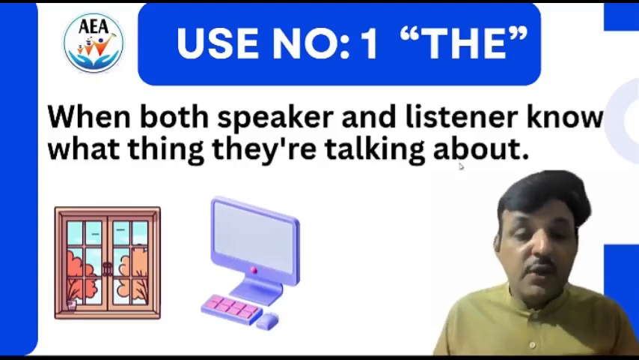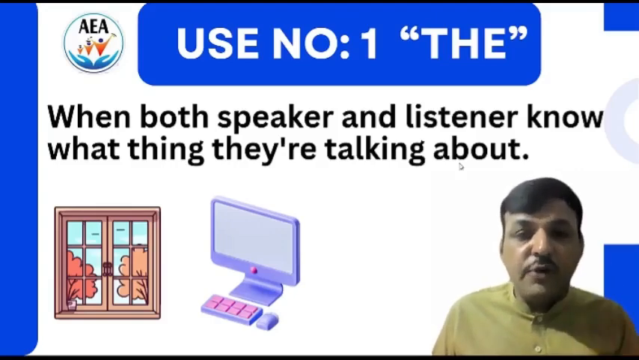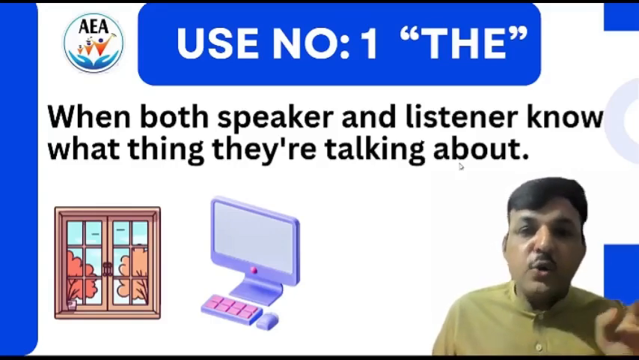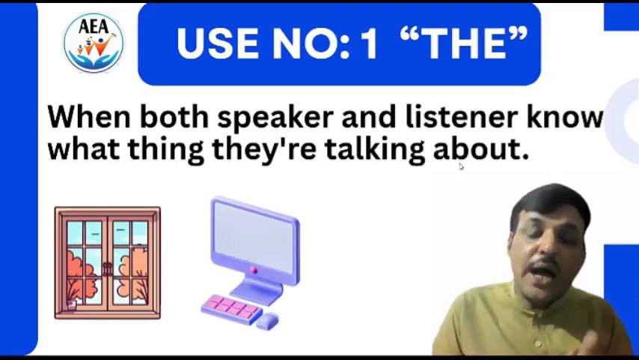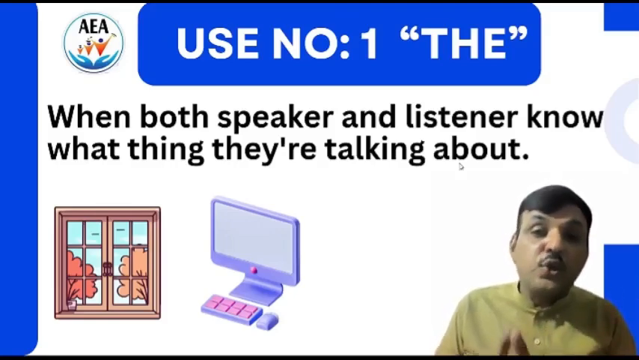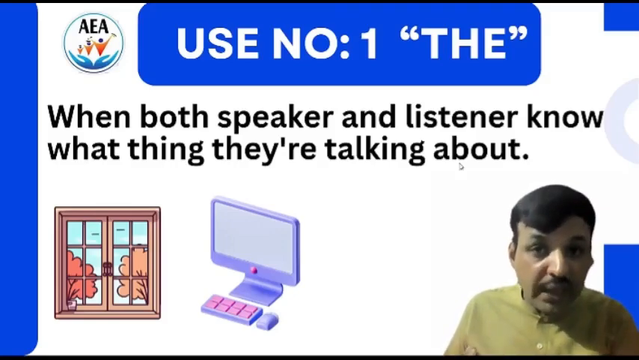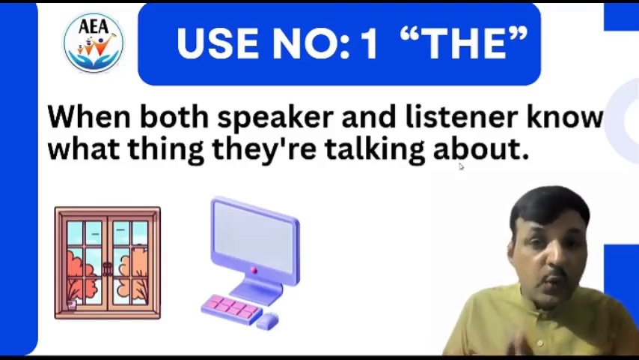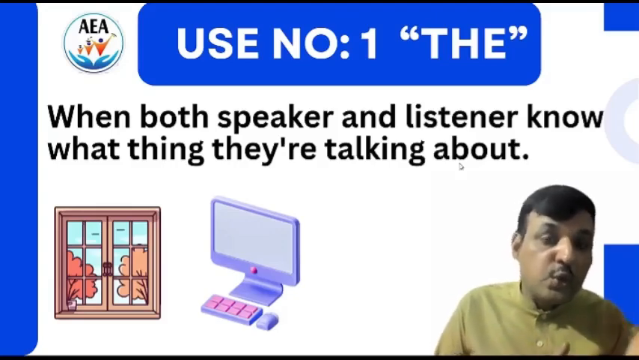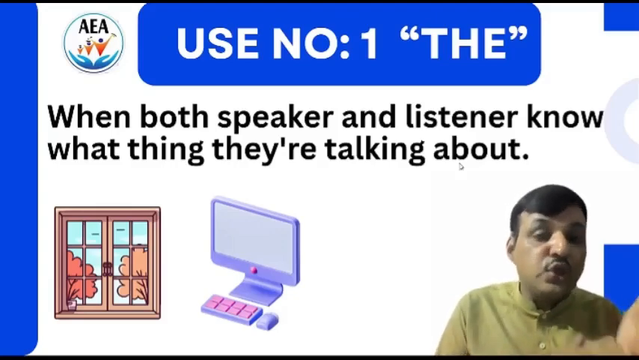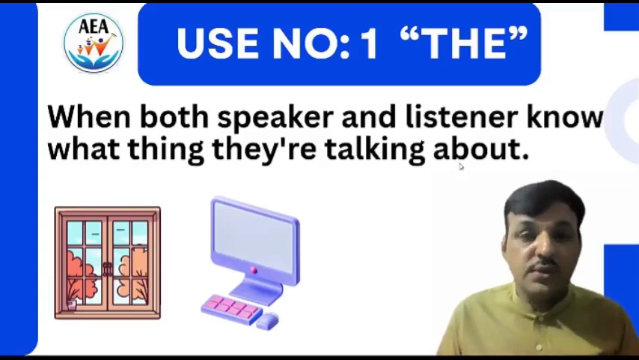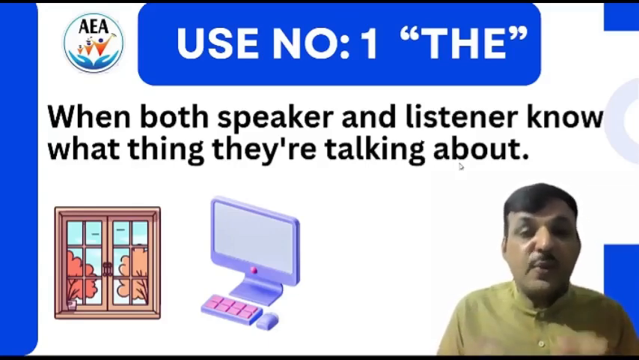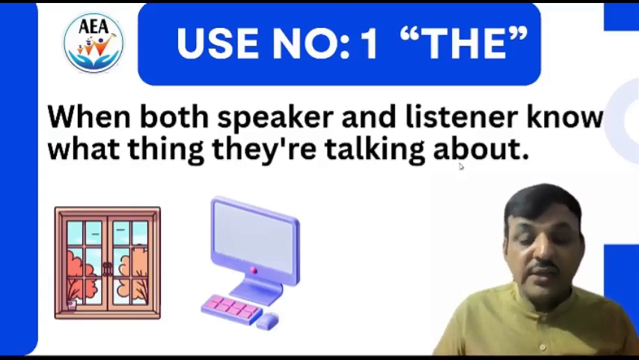Another example could be if there is a computer in the room and Wahab and Arushe are sitting in the same room. Now Arushe says to Wahab, please Wahab, can you turn on the computer for me? Here Wahab knows what computer Arushe is talking about, and Arushe knows what computer she is talking about. So to make it specific, we use the article "the".